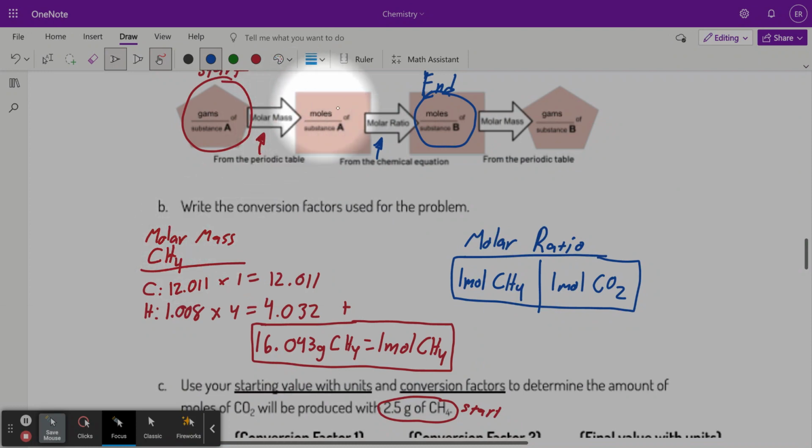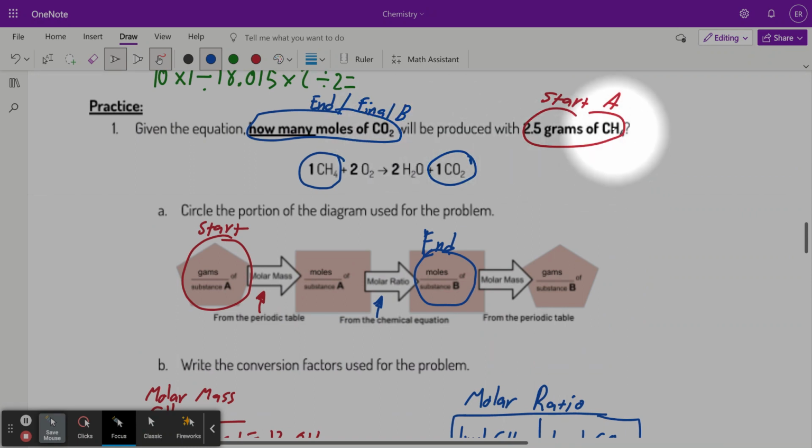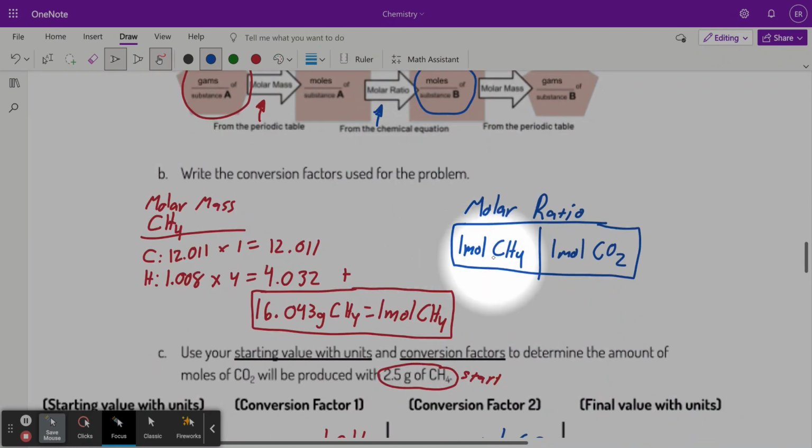So now our second conversion factor is molar ratio. So molar ratio, we are looking at our two substances. So let's look back, two substances is CH4 and CO2. So we're going to circle those. We have CO2 and CH4. So now, how many moles of CH4? We have 1 mole of CH4. How many moles of CO2? We have 1 mole of CO2. So let's go ahead and put that down as our molar ratio. 1 mole of CH4 and 1 mole of CO2.